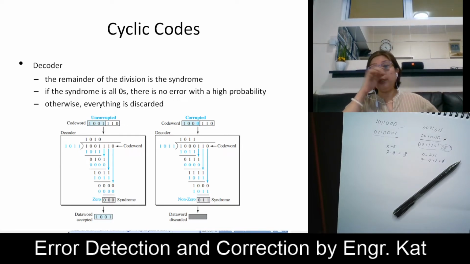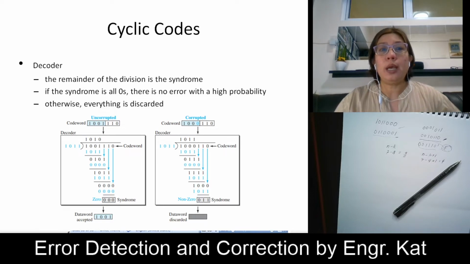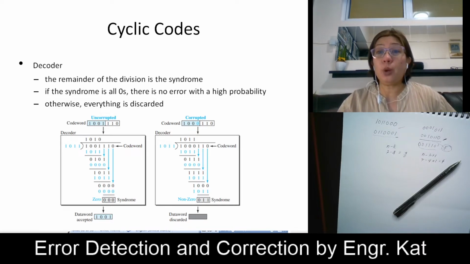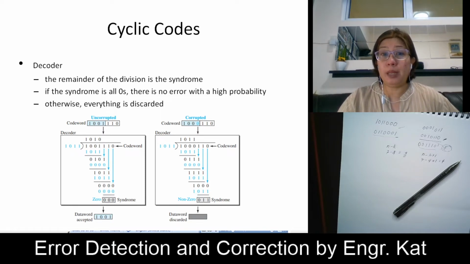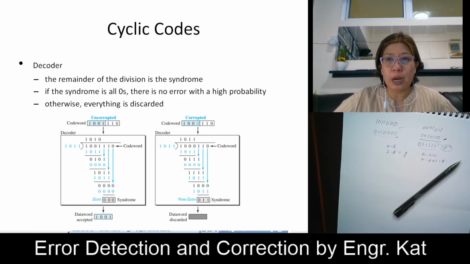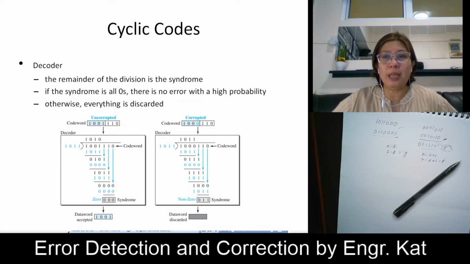So the decoder does the same. Okay, so in the decoder, the remainder of the division is the syndrome. If the syndrome is all zeros, there is no error with a high probability, otherwise everything is discarded. The code word can change during transmission. So this does the same division process as the encoder. The data word here is separated from the received code word and accepted, if there is no error.